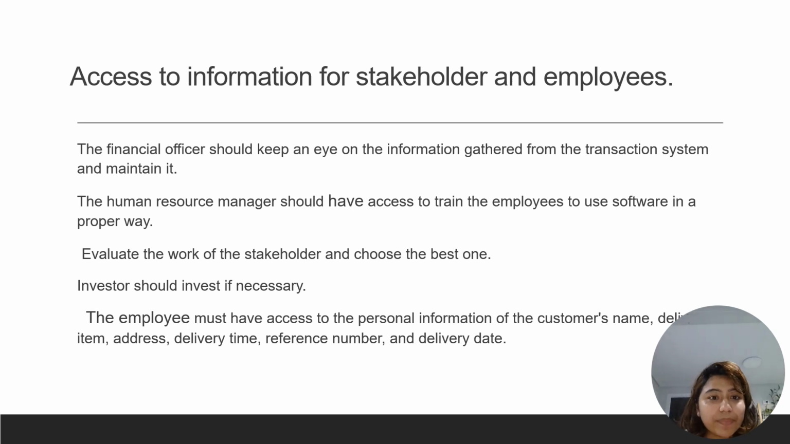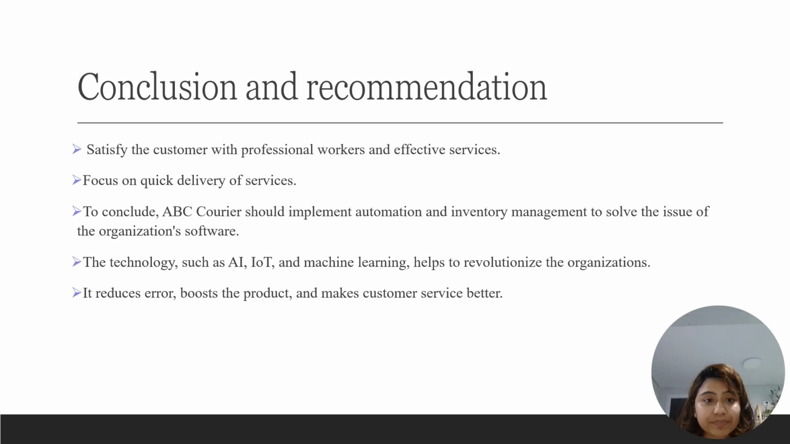Moving to the access to information for stakeholders and employees, the financial officer should keep an eye on the information gathered from the transaction system and maintain it. Also, human resources should have access to train the employees to use the software in the proper way. Evaluate the work of the stakeholders and choose the best one. Investors should invest if it is necessary. The employee must have access to the personal information of the customer: name, delivery item, address, delivery time, reference number, and the delivery date.